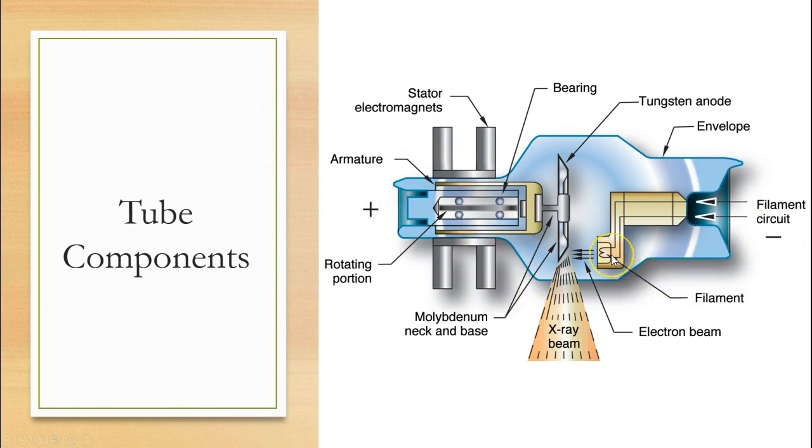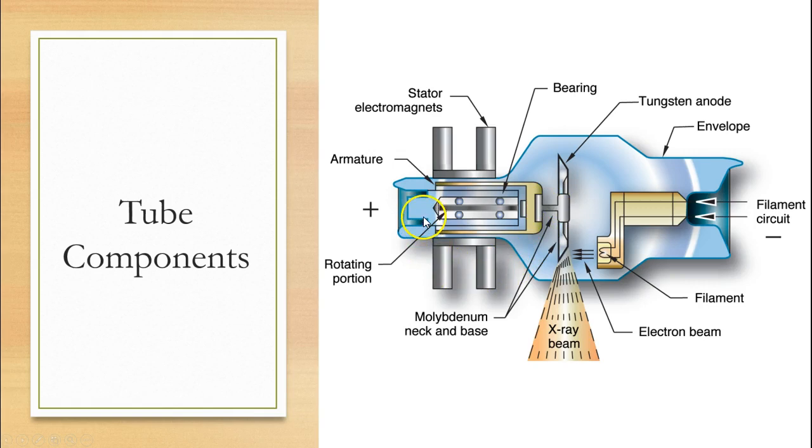We have our filament, and it's usually a dual filament, so we have small and large, and that's where our thoriated tungsten is, where we liberate the electrons, and our electron beam goes across. Typically it travels at the speed of light. In theory, it does, but the distance is so short that it doesn't actually reach the full speed of light. Coming out of the window, which is right here, it's not labeled on the tube, but that's where the X-ray beam exits the tube. And like I said, this is your molybdenum neck and base.